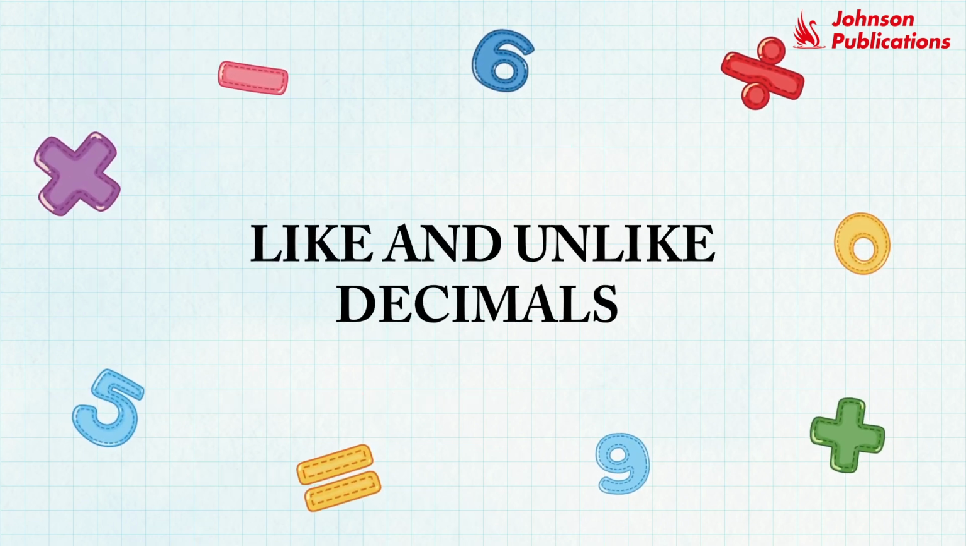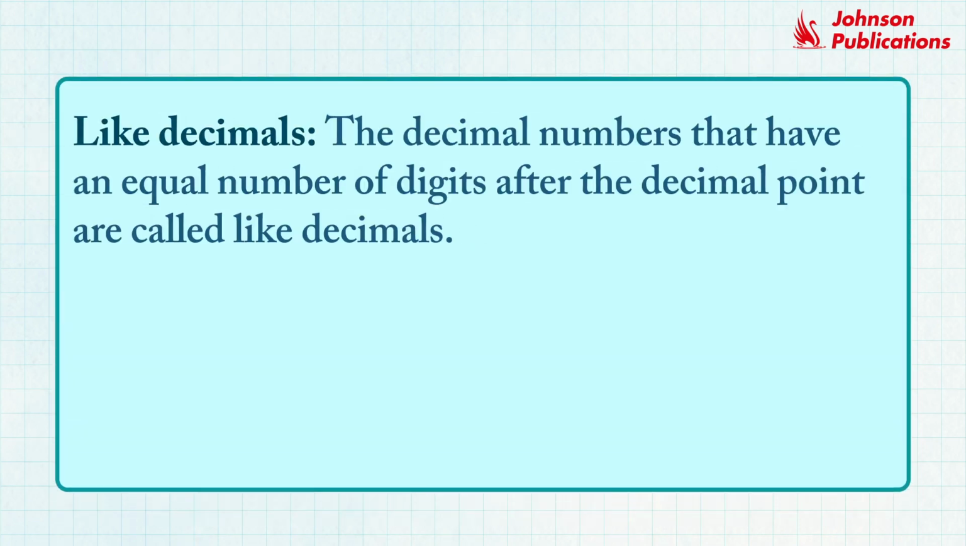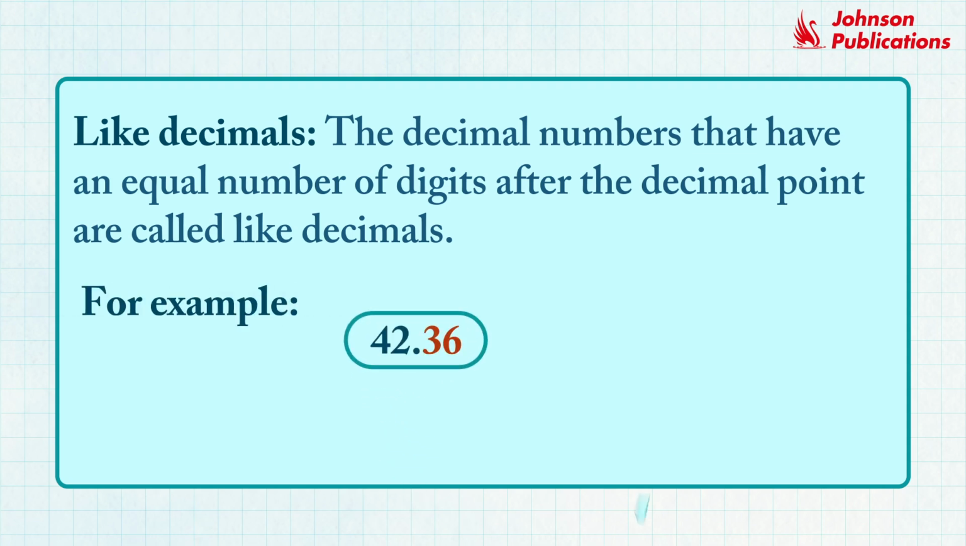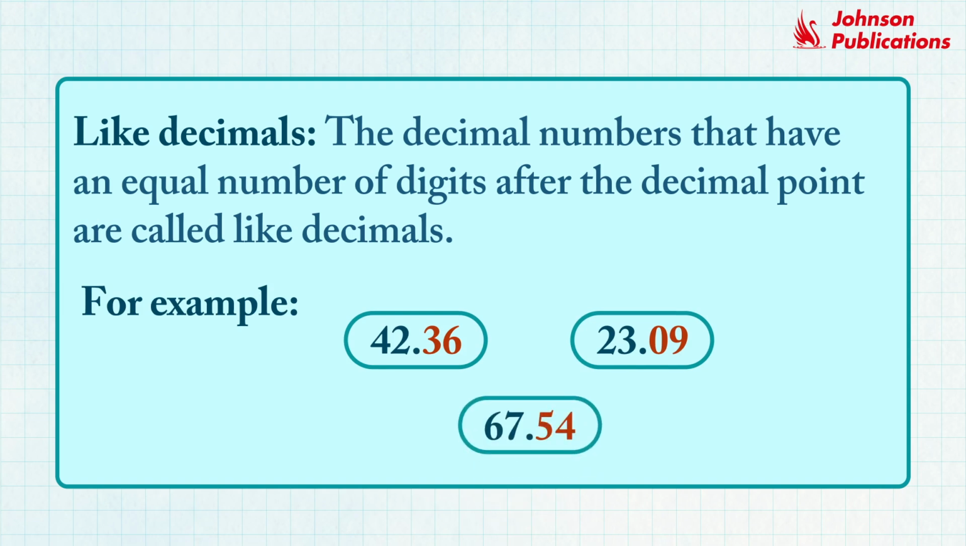Like and unlike decimals. Like decimals: the decimal numbers that have an equal number of digits after the decimal point are called like decimals. For example, 42.36, 23.09, 67.54, 12.01 are all like decimals.